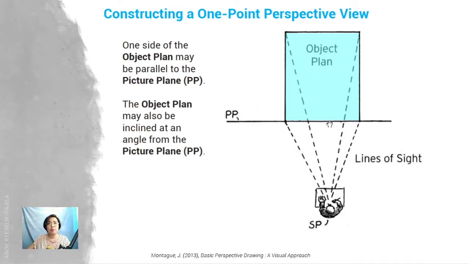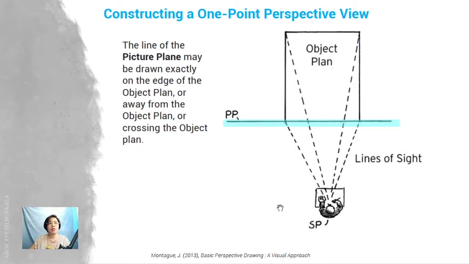So, itong picture plane natin, as is lang yan, that is a horizontal line at 0 degrees. And then yung object natin, it could either be aligned to this picture plane or pwede rin siya nakatilt in a certain angle. Okay? So, that can be adjusted. Pero for easier drawing, most of the time, ina-align natin siya sa picture plane.